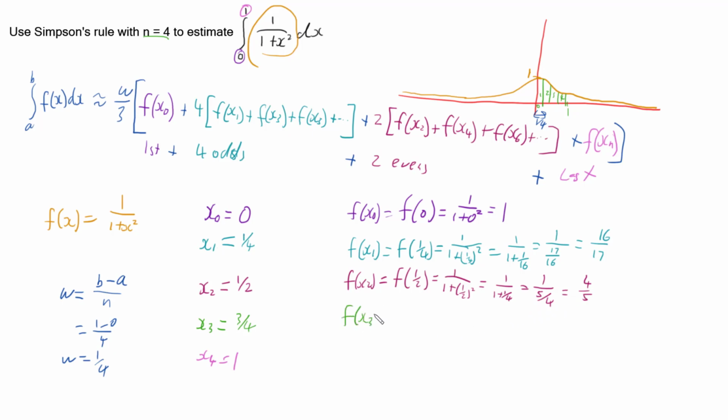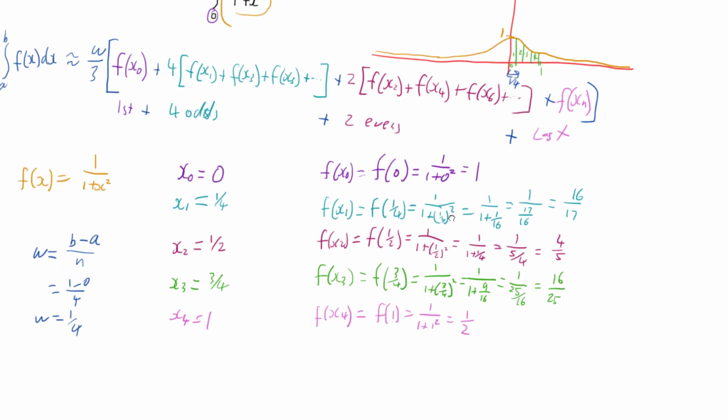f of x3, which is f of 3 quarters, is going to be 1 on 1 plus 3 quarters squared, which is going to be 1 on 1 plus 9/16. Adding the 1 plus 9/16 together, we're going to have 1 on 25/16. And so this is going to be 16 on 25. And lastly, f of x4 is going to be f of 1, which is going to be 1 on 1 plus 1 squared, which is 1 on 2.